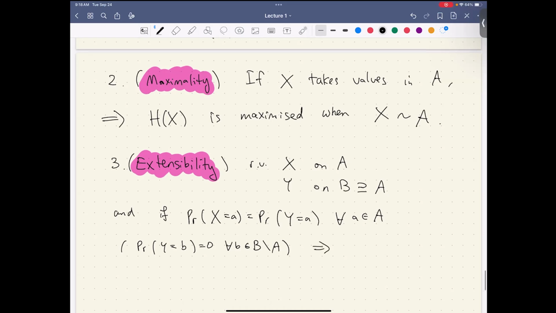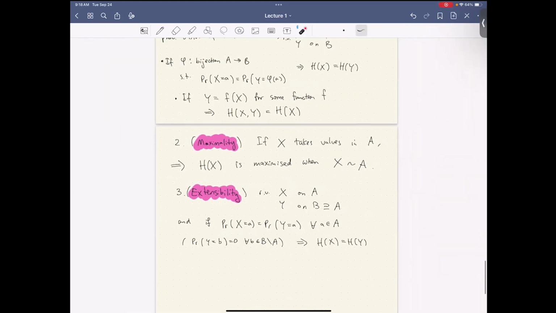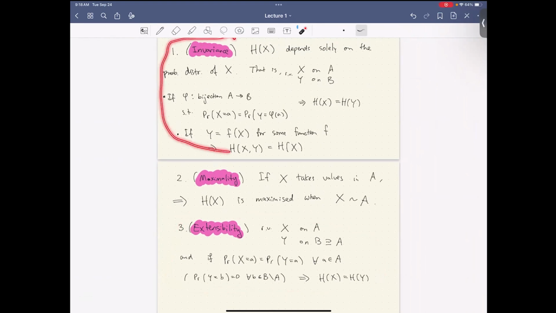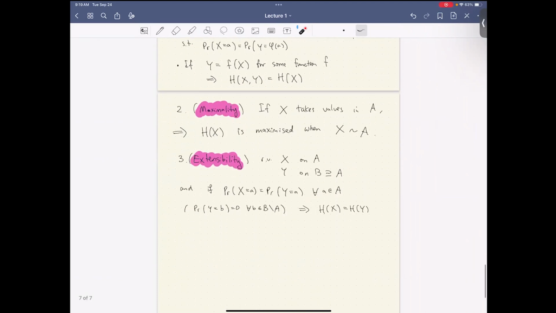Then H(x) equals H(y). In fact, if you recall the definition of invariance, extensibility is just a consequence of the first invariance axiom. Let's just write it separately so it's easier to use. Simply because we can define this bijection, but we sort of think of the B minus A elements as dummies. They don't play any role, right? It's basically the same.